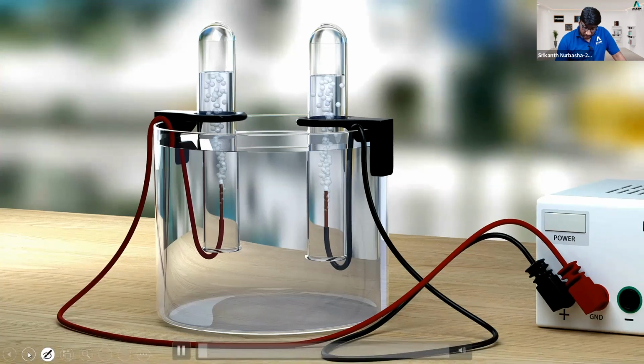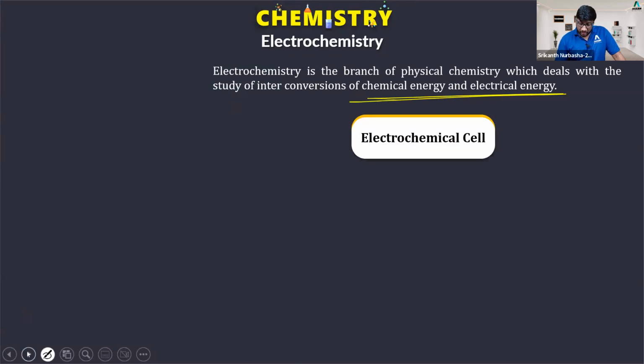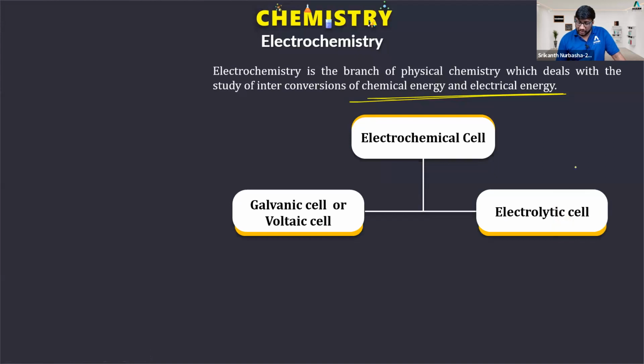So let us look at the reactions. Electrochemistry is a branch of physical chemistry which deals with the study of interconversions of chemical energy and electrical energy. In an electrochemical cell, we can have a galvanic cell or voltaic cell, and an electrolytic cell. In an electrolytic cell delta G is positive, so it is non-spontaneous. In a galvanic cell delta G is negative, so it is spontaneous. If the Gibbs free energy is decreasing, it is spontaneous. If it is increasing, it is non-spontaneous.